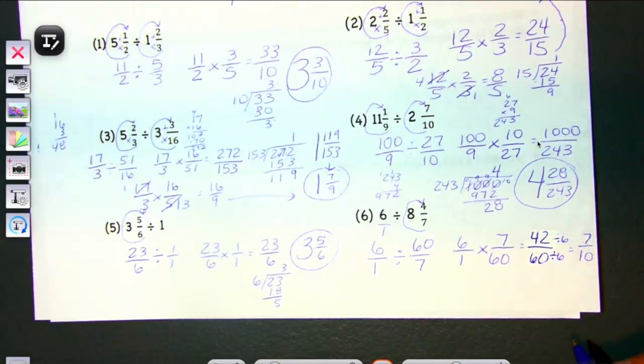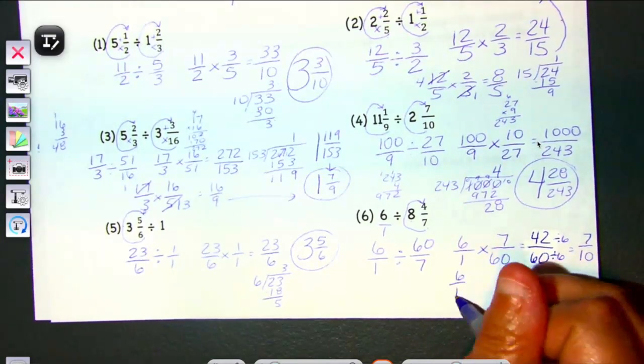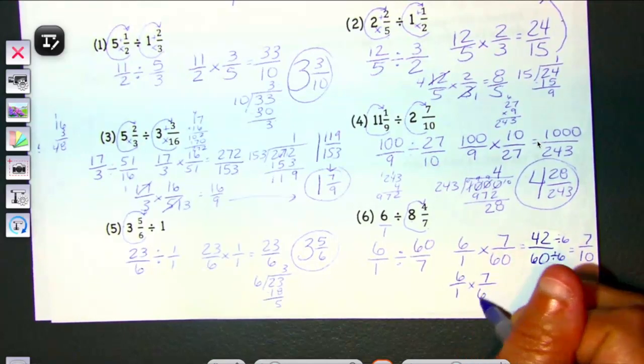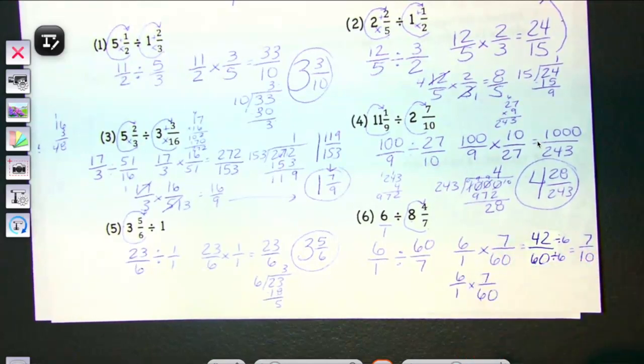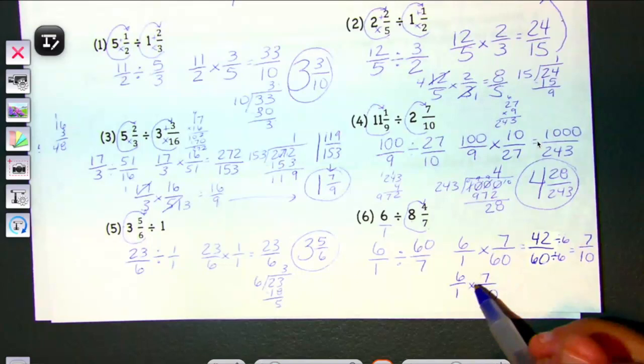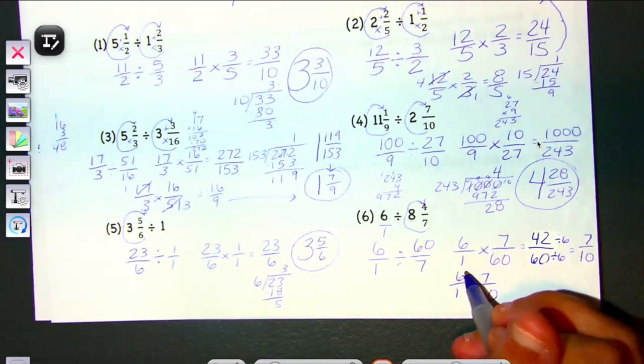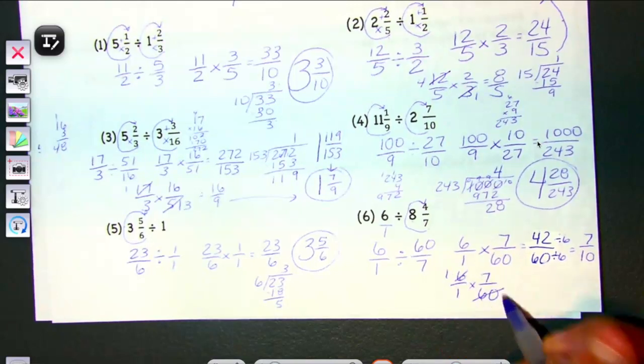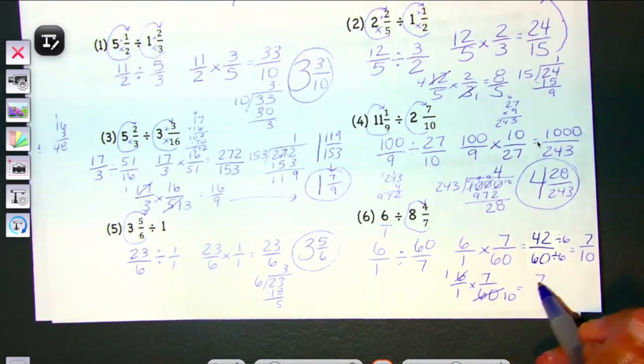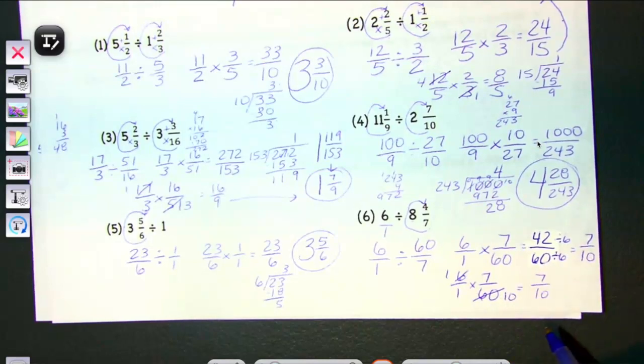Now, another way we could have done that was we could have simplified before we multiplied. When we had this part, when we had 6 over 1 times 7 over 60, we could have seen and said, okay, 6 and 60. 6 can go into both of those. So 6 can go into 6 one time, and 6 can go into 60 10 times. And then when we multiplied, we would have had 7/10 automatically. We wouldn't have had to simplify. So that's another option.